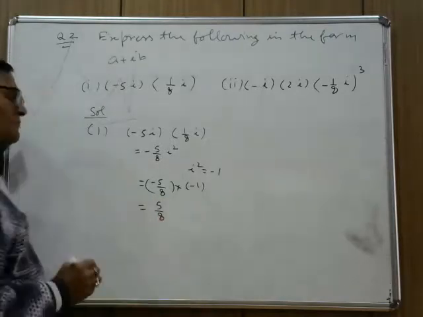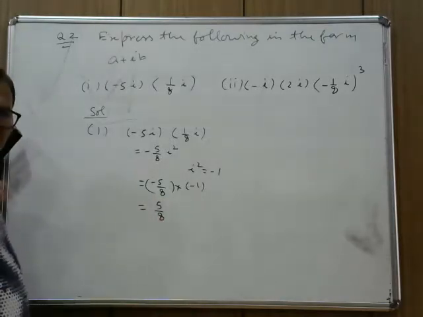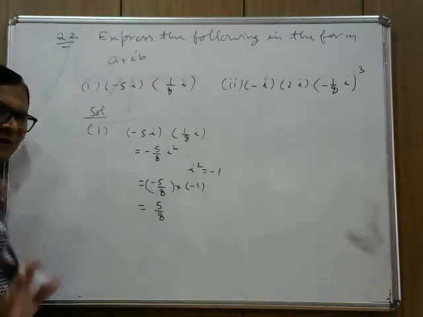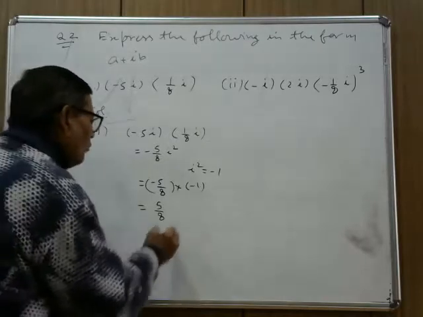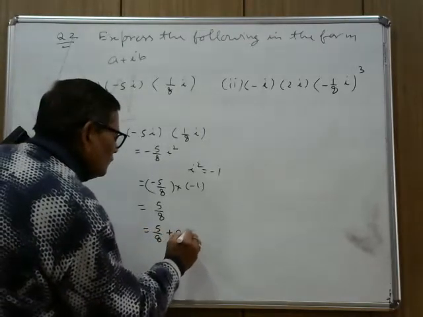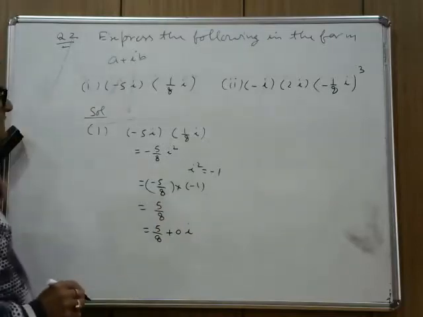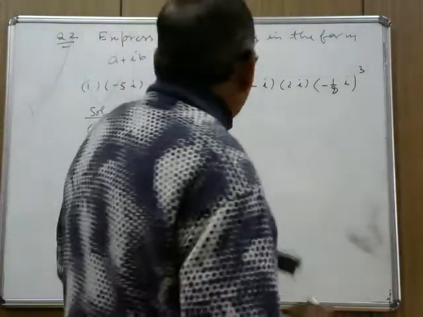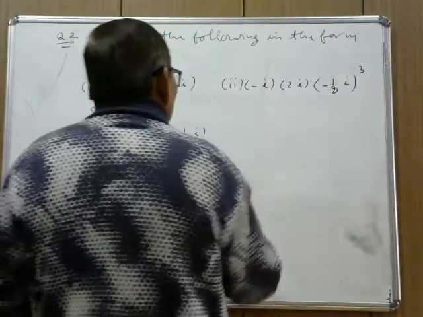This is a complex number in which there is only a real part. It has no imaginary part, meaning the imaginary part of this complex number is 0. So while writing in the form of a plus ib, that is equal to 5 by 8 plus 0 into i. So this is the product of these two complex numbers in the form of a plus ib. Now you come to the second.